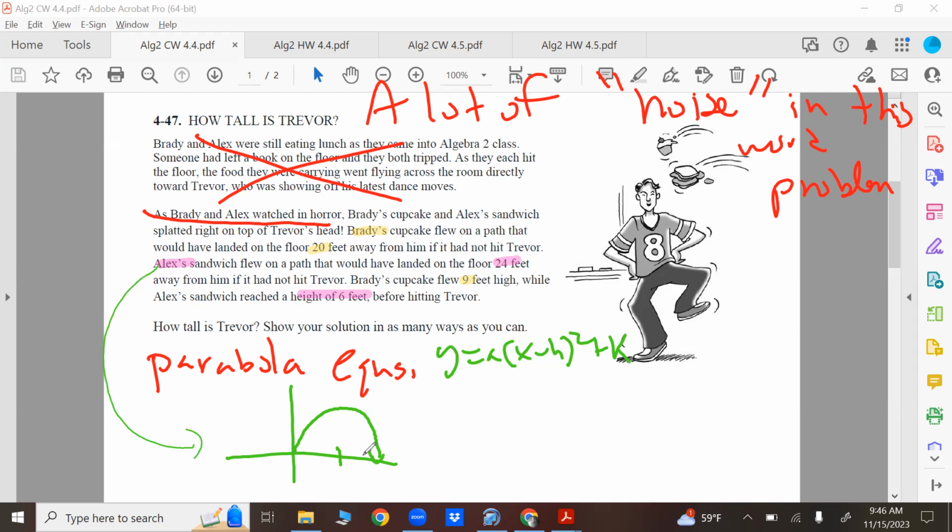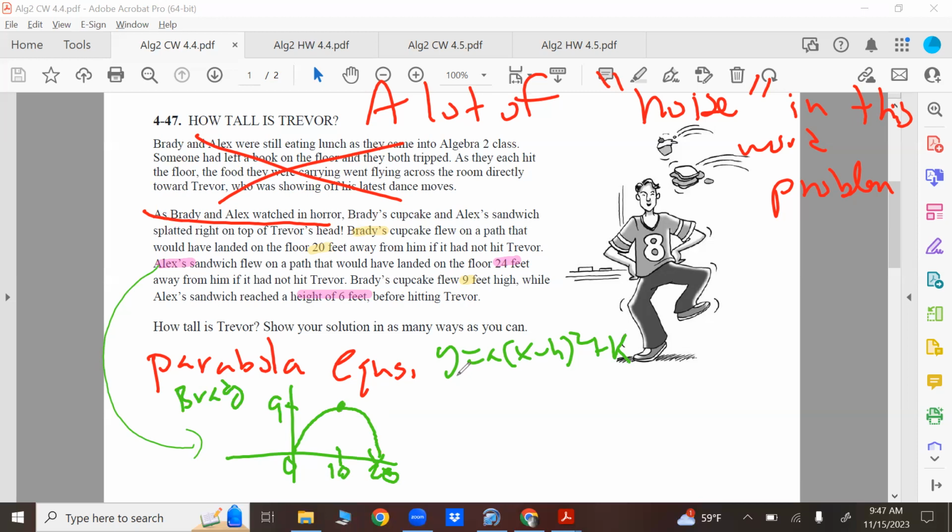So what would be the x-intercepts for Brady? Obviously, we're starting at 0. What would be the other x-intercept? 20, totally. And what would be the coordinates of the vertex for Brady? 9 would be the y coordinate. What would the x coordinate be? Perfect, because you split the middle, right?